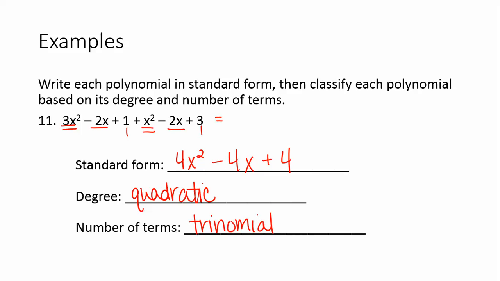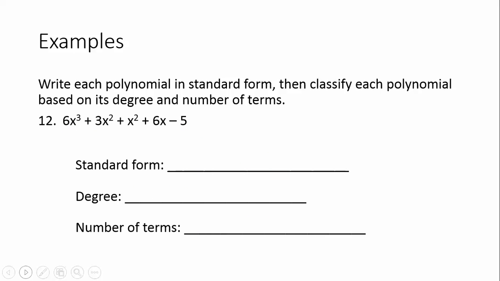So we're combining like terms, we're putting exponents in order from greatest to least, we're classifying it based on degree and based on number of terms. Why don't you go ahead and pause the video and try this one on your own. So you're combining all of the like terms and classifying it. Once you're finished, then resume the video and check your answer with me.